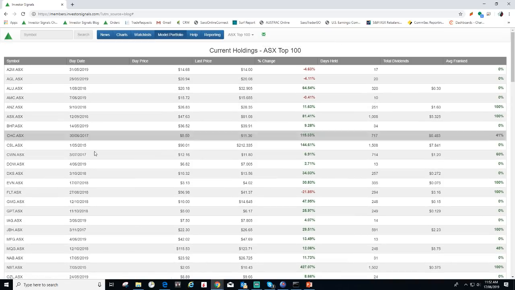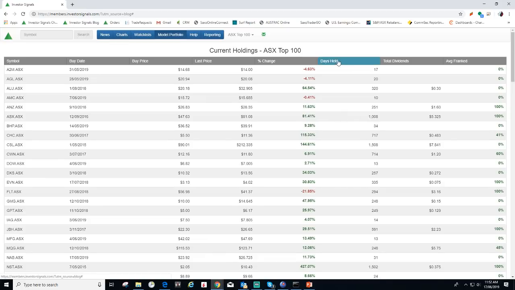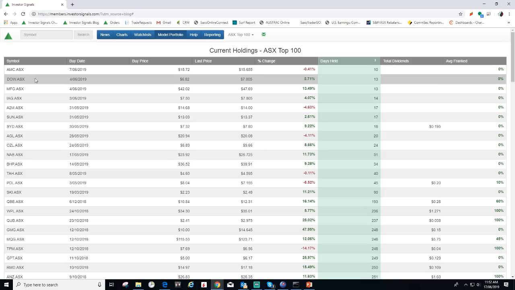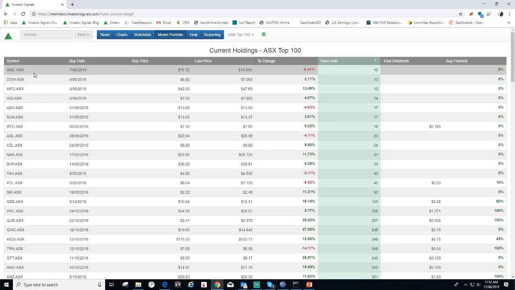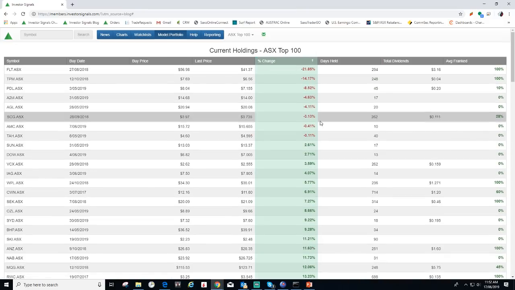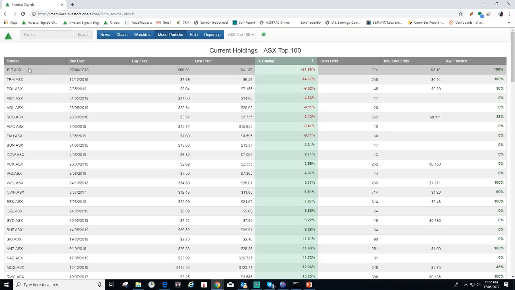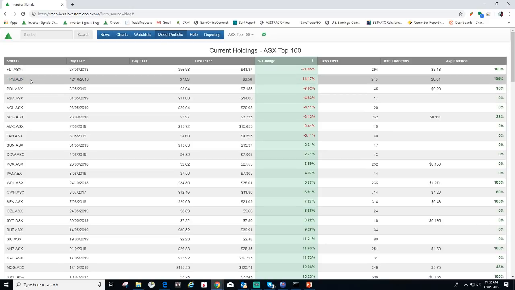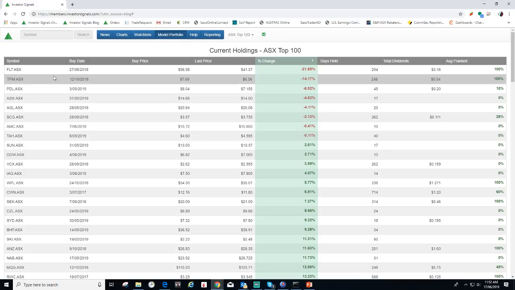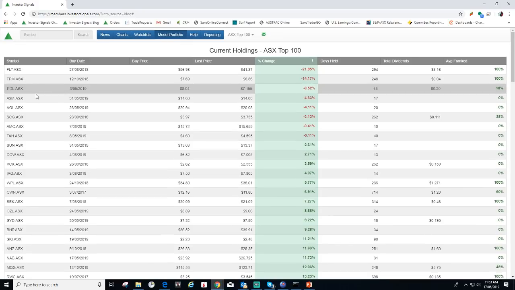To view these stocks, you may want to do it as we just did, which is days held, least number of days, and we toggled through them in reference to when the stock was most recently added. We may want to look at percentage gains, so show me the worst performing stocks in the model portfolio. Flight Centre, TPG Telecom, Pendal Group, they're really the only three that are underperforming.